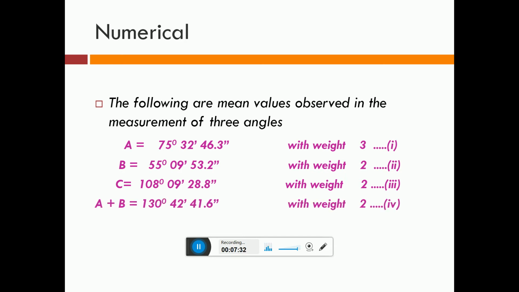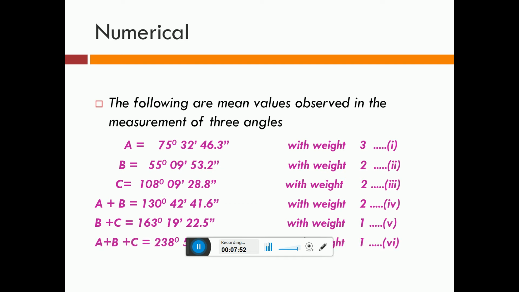Then angle A plus B is measured as 130 degrees, 42 minutes, 41.6 seconds with weight 2. Then angle B plus C is 163 degrees, 19 minutes, 22.5 seconds with weight 1, and the combined angle A plus B plus C is measured as 238 degrees, 52 minutes and 9.8 seconds with weight 1.